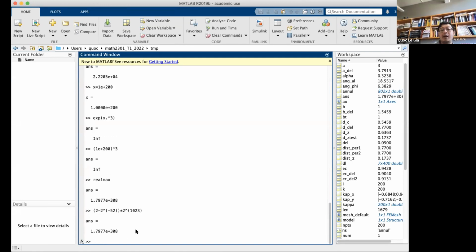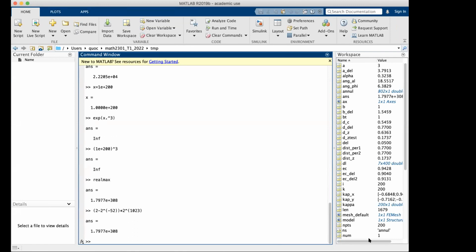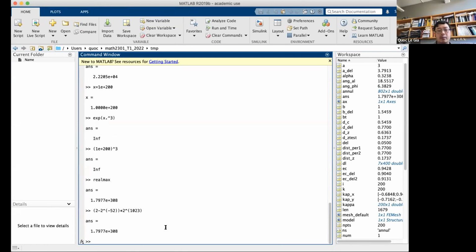You see, realmax here is just for double precision, and if something is bigger than realmax, then it becomes infinity in Matlab. So if you take realmax, multiply by 10 and multiply by 100, you get infinity. So that is what Matlab can do. Okay, so that is about realmax.